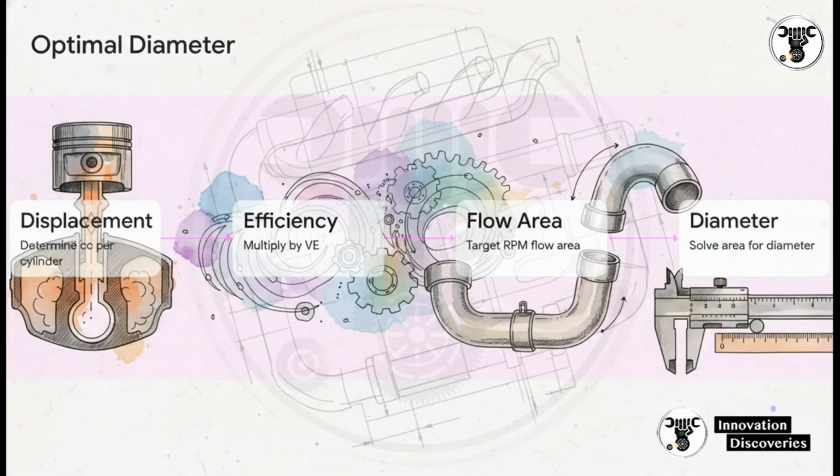Now, if you want to get into the exact math for a custom from-scratch build, there are 4 steps to calculate your theoretical optimal primary tube diameter. First, take the displacement per cylinder. Next, factor in your expected volumetric efficiency. Then multiply by your exact target RPM and divide that whole thing by 88,200 to get your target flow area. From there, you just solve for diameter using basic geometry. It is a fantastic, proven way to establish your absolute baseline before you ever step foot into the dyno room.